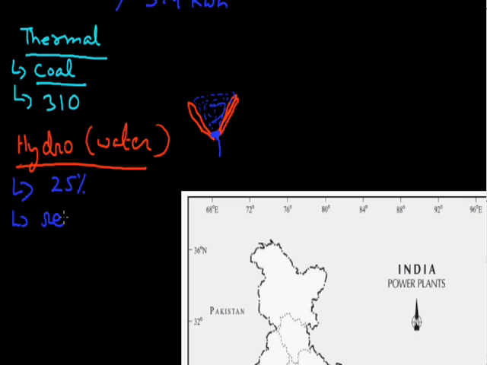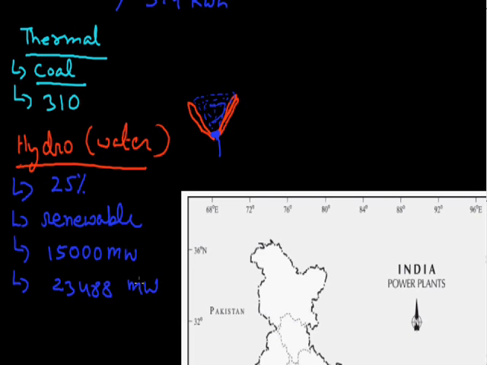Hydroelectricity is a renewable resource of energy. At present our potential is 15000 megawatt, while the total installed capacity of India is 23488 megawatt.